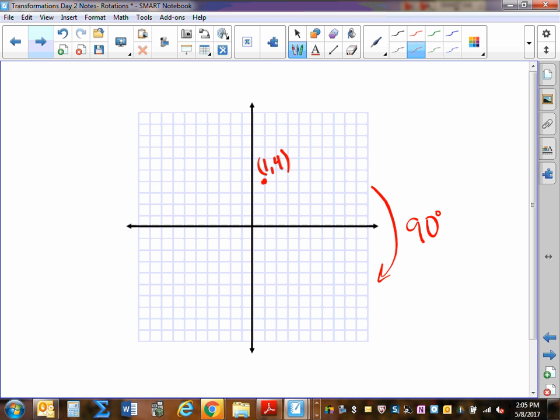Alright, so 90 degrees clockwise. Does anyone feel confident and want to come up here and draw what they think that point's going to look like? Chris, go ahead and come on up. So taking this point and rotating it 90 degrees clockwise. That's what I do too. Very good, very good. Raise your hand if you agree with Chris.